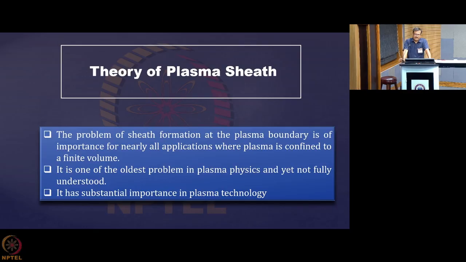So multiple phenomena are happening over there, as we will come to know as we progress in this class. So this problem is one of the oldest problems, and yet not fully understood. As I told you, it is due to the fact that it is so thin a layer where all these phenomena are happening, but they are very important as far as the application is concerned.